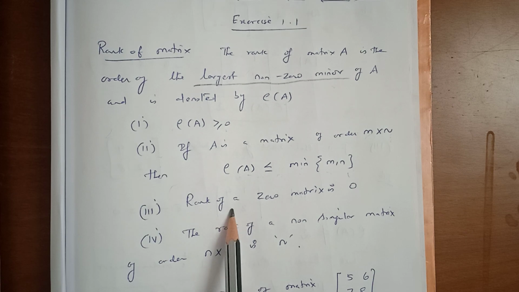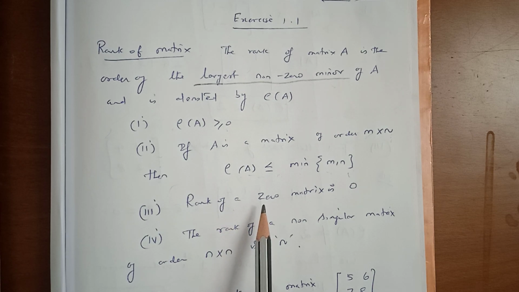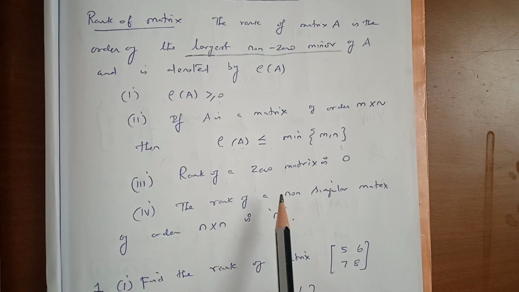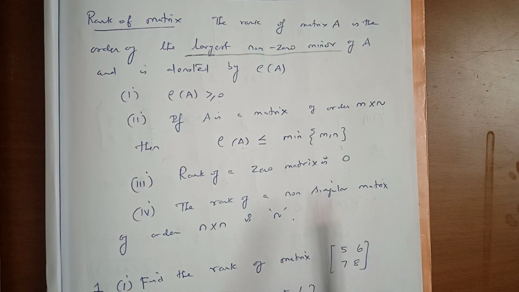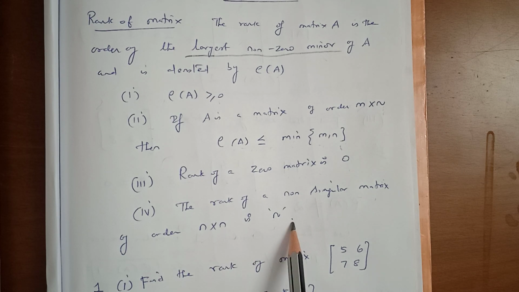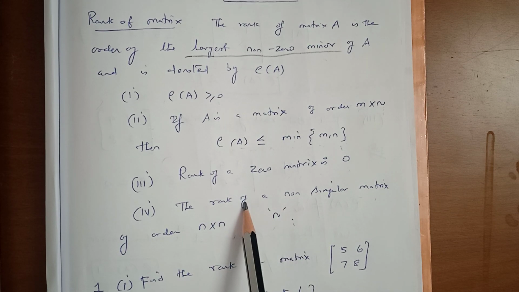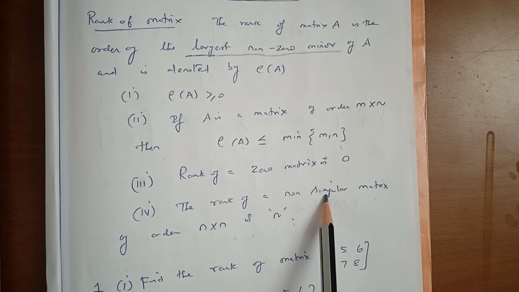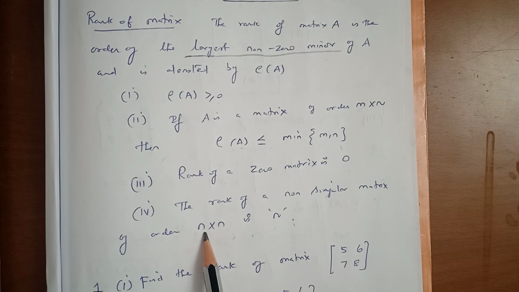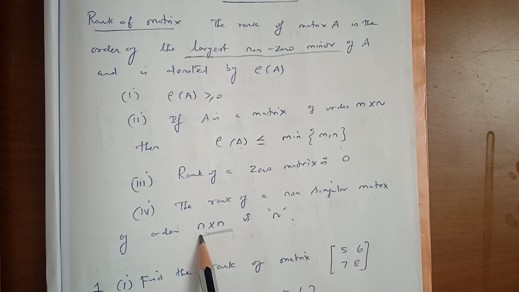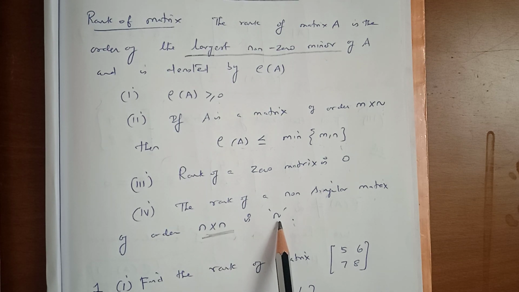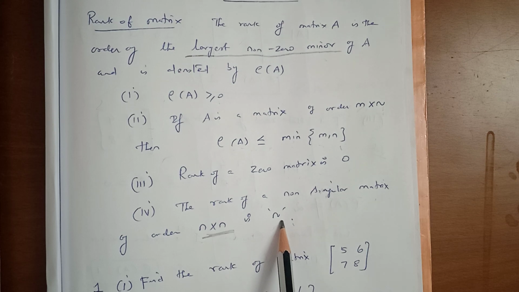Third one, the rank of a zero matrix is 0. The fourth one, the rank of a non-singular matrix of order n by n is n. So when the determinant is non-singular, it is not equal to 0. An n by n matrix means the number of rows is equal to the number of columns, and the order is n.